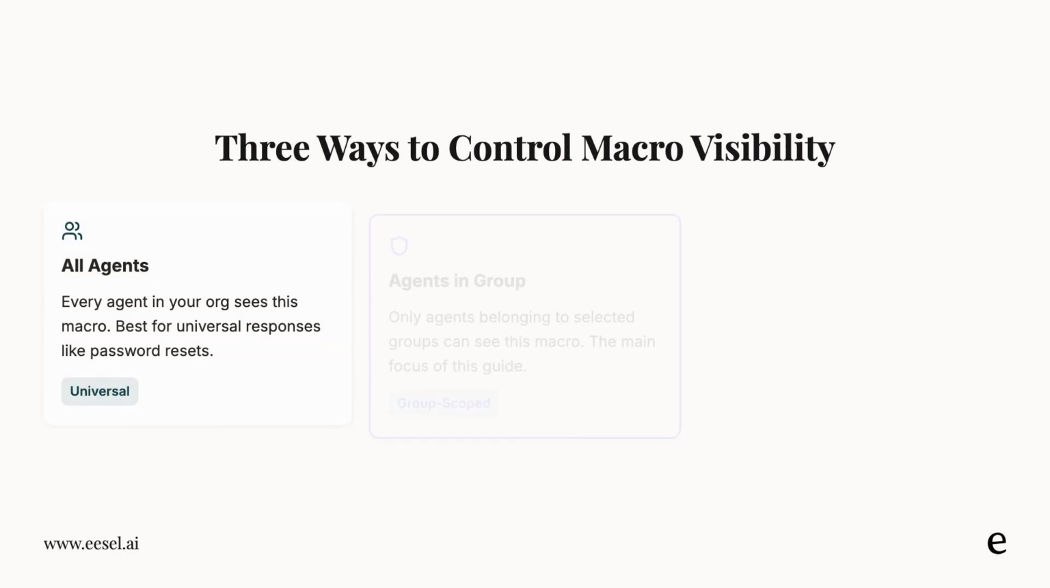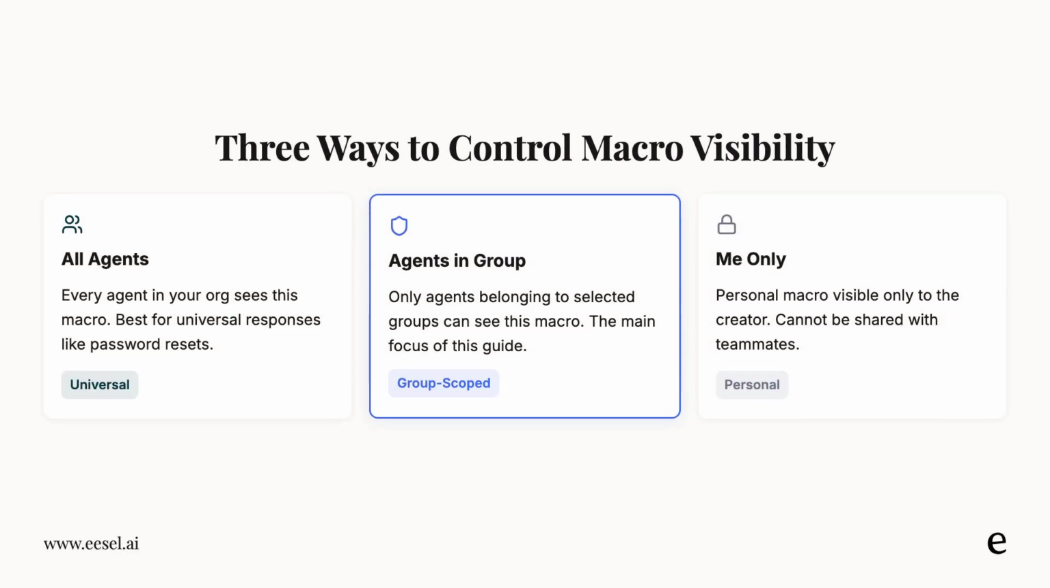When you create or edit a macro, Zendesk gives you 3 visibility settings. All agents makes the macro universal, useful for responses that any agent might need. Agents in group limits visibility to specific teams only. And Me Only creates a personal macro only the creator can see. This guide focuses entirely on the middle option.